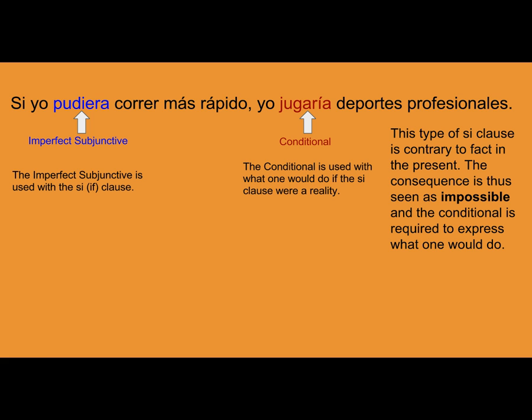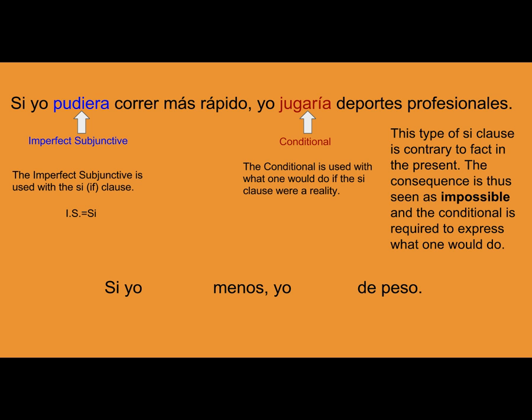So students often confuse when to use the imperfect subjunctive and the conditional, and they might mix these two up. So you want to remember that the way you spell si is with an S-I, and imperfect subjunctive is I-S. So you want to use the IS with the SI part of the sentence. The imperfect subjunctive is with the si clause, and the conditional is with what would happen.